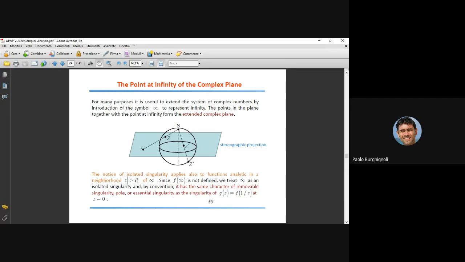So if the function g, for example, has a pole at the origin, then the function f is said to have a pole at infinity. For example, any polynomial has a pole at infinity. Whereas, for example, the exponential function has an essential singularity at infinity. Okay.